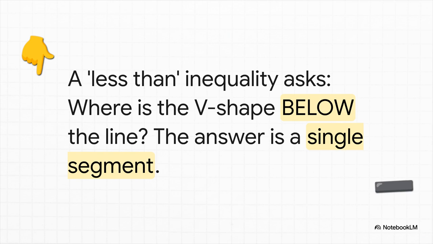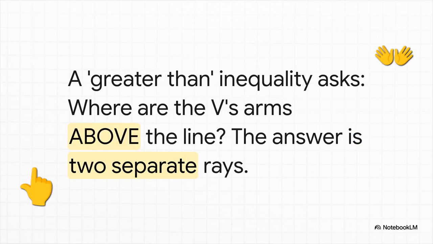So if you see less than, your job is to find the part of the V that is below the horizontal line. It's always going to be that bottom part of the V, a single connected piece on the number line. And on the flip side, if you see greater than, you're looking for where the arms of the V are above that line. And that's always going to be the two outer parts of the graph, the bits that shoot up and away from each other forever.